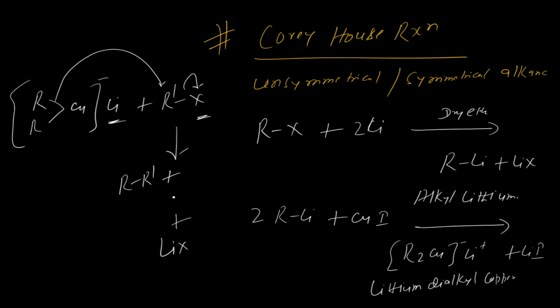It will also give you RCu, that is the alkyl copper. So the main product is RR dash, where R and R dash may be similar or different alkyl groups. If similar, it will give the symmetrical alkane, and if dissimilar, it will give you the unsymmetrical alkane. Getting the thing? That's good.